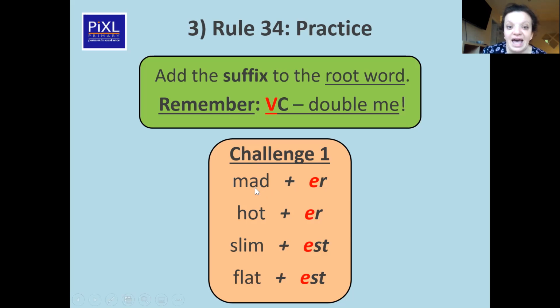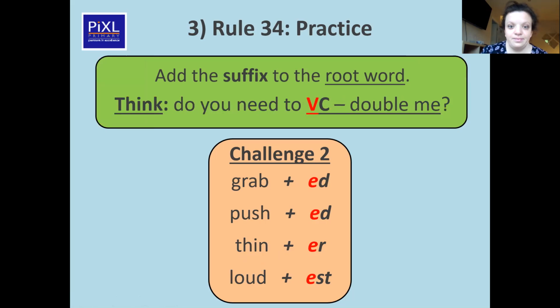Okay, well done. So in mad, we've got our A all by itself, so we will have to double our D. So you should have two Ds in it. Again, in hot, to make hotter, we've got our lonely vowel, so we will have to double our T. Same with slim, we've got our lonely vowel I, so we will have to double our M. And flat, we've got our lonely vowel A, so we will have to double our T to make flattest.